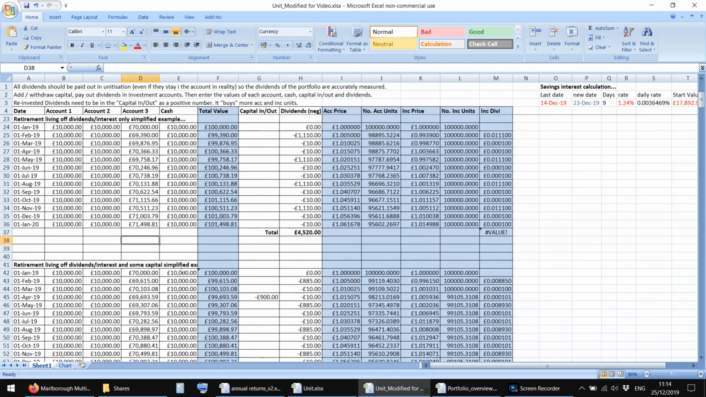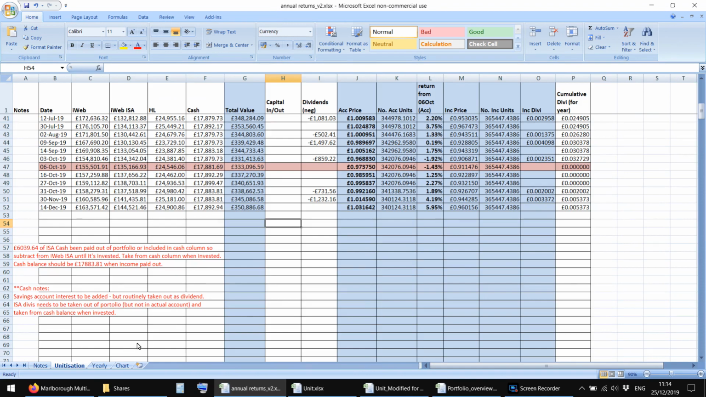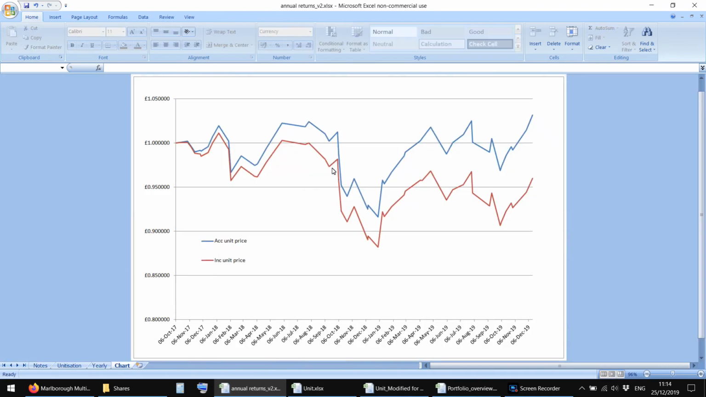I'll show you how that looks once there's more data in there. This is my annual return. This is my actual one. As you build up more data, the graph starts to become more meaningful. As you can see, the income units are lower than the accumulation units, and you can see how atrociously bad I've been doing over the past 2 years.